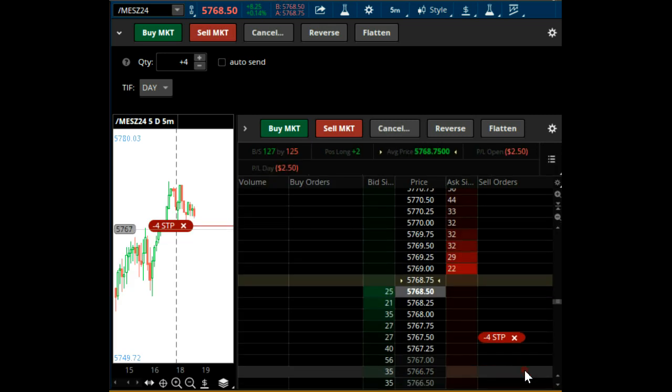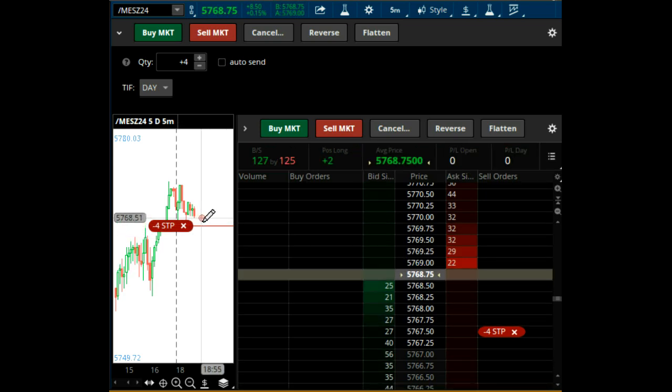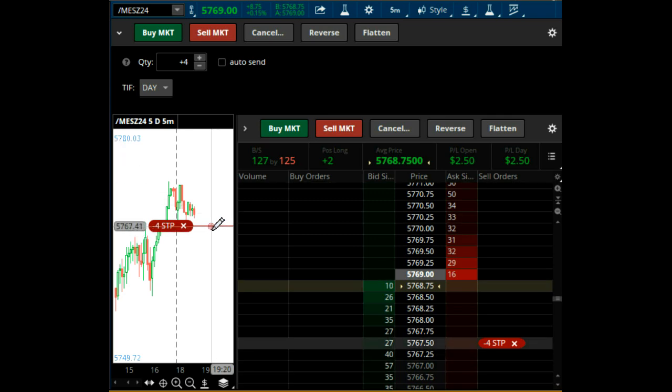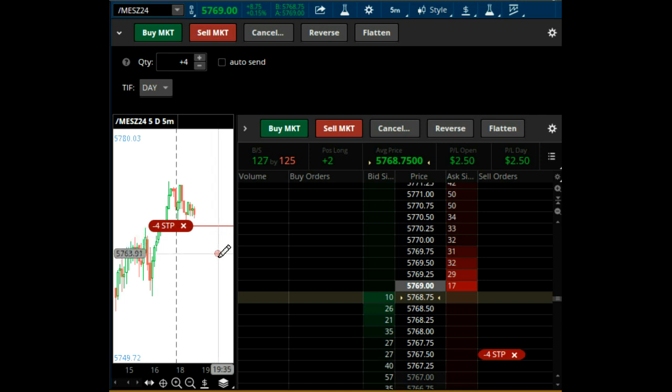So if the market goes below here, the bottom, it'll take you out of the long. You're flat, and then the trade you're going to be going down. That is your fractal hedge.